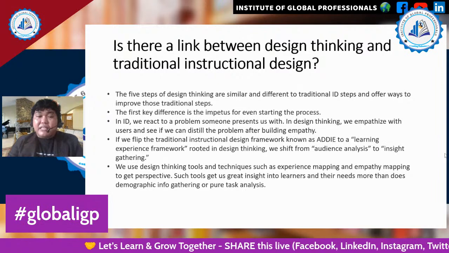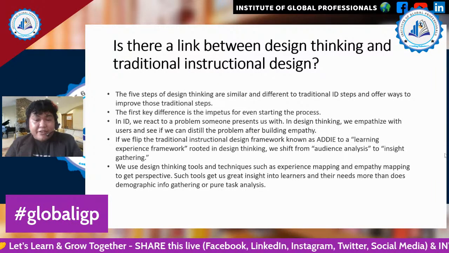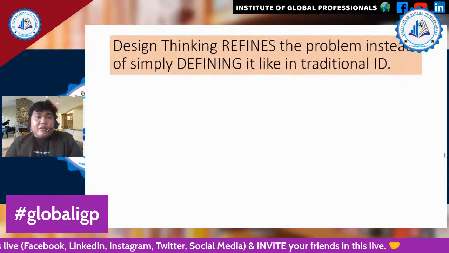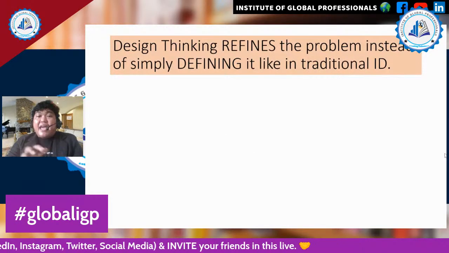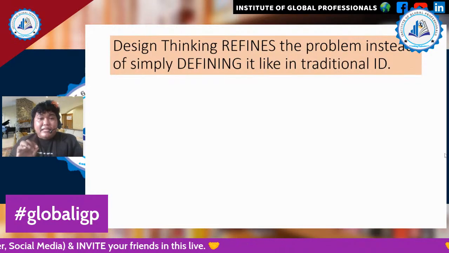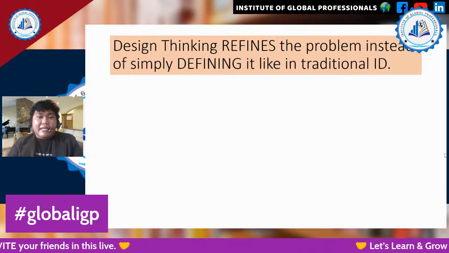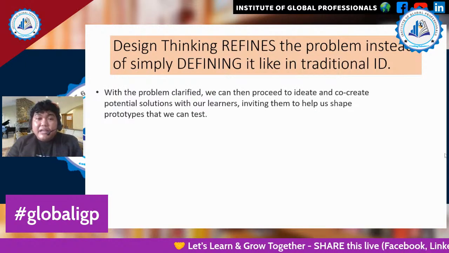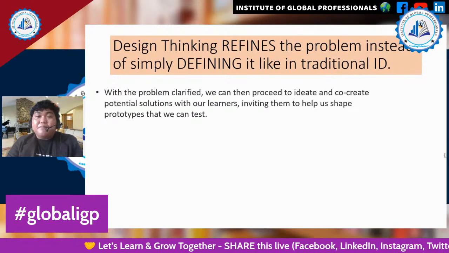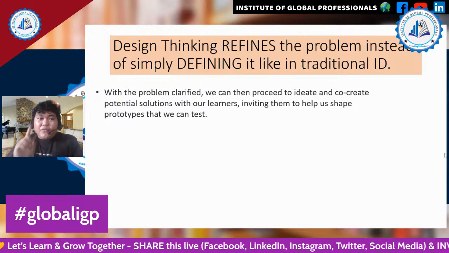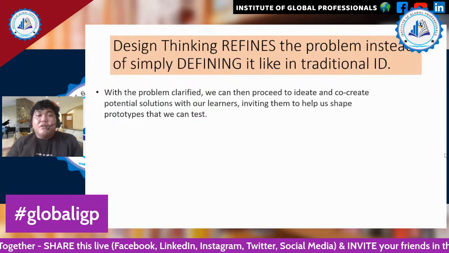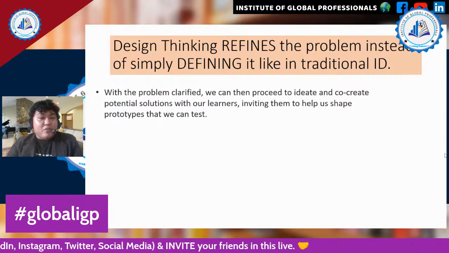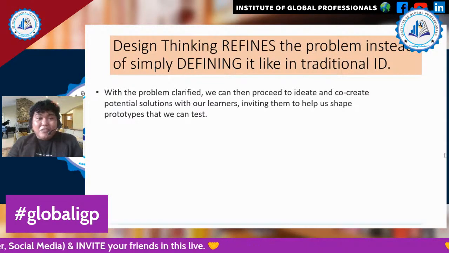Now, we use design thinking tools and techniques such as experience mapping and empathy mapping to get the perspectives. Now, design thinking refines the problem instead of simply defining the problem like in traditional instructional designs. When we already refine the problem, we can then proceed to ideate and co-create potential solutions with our learners or with our users. And we can invite them to help us shape the prototypes that we can test.